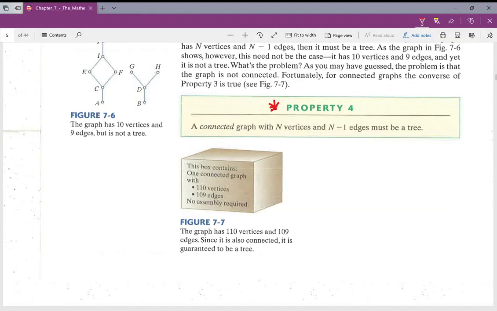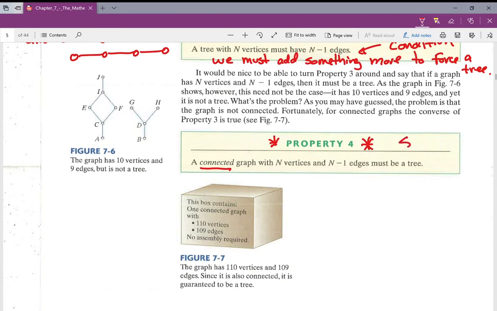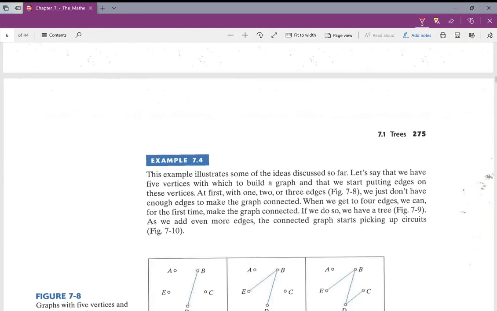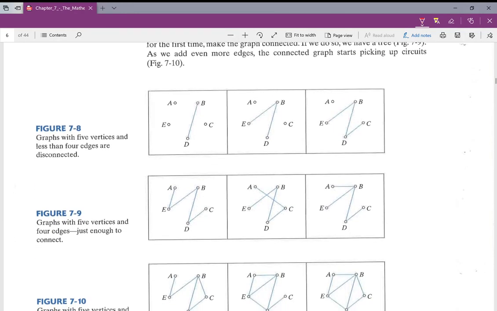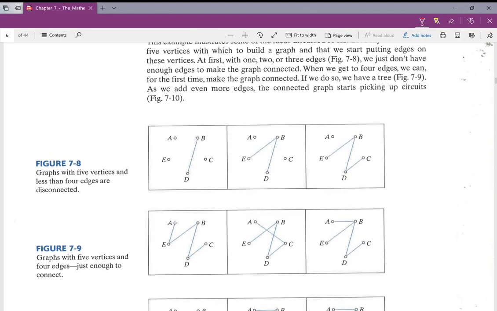And here you see property 4 says that a connected graph with n vertices and n minus 1 edges must be a tree. So they added something more. Property 3 was a weak condition. Property 4 is a strong condition. So here they're going through some of the conditions.